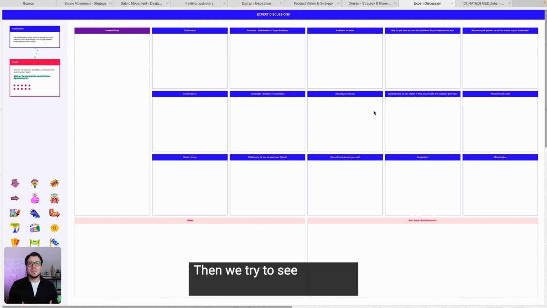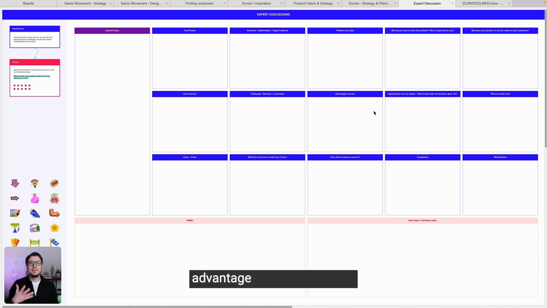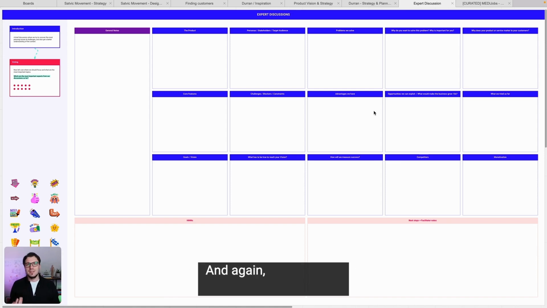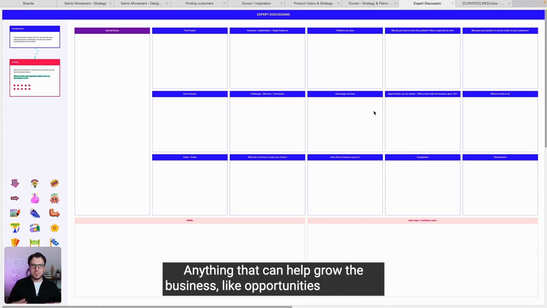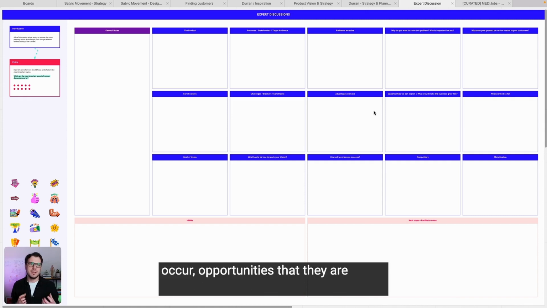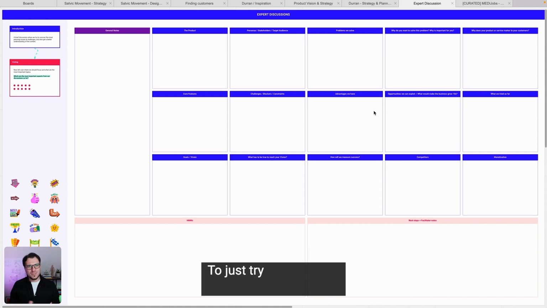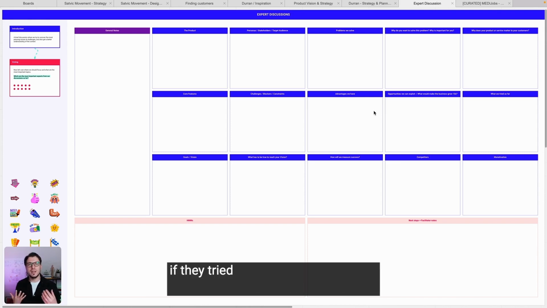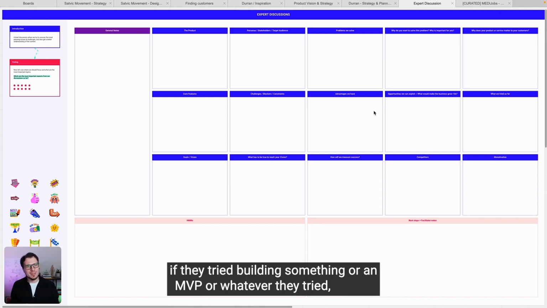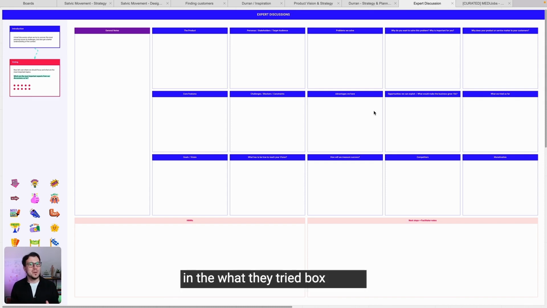Then we try to see if there is any kind of angle, any kind of advantage that they can use. And again, it goes in the advantage box, obviously. Anything that can help grow the business, like opportunities that might occur, opportunities that they are aware of, it goes in the opportunities box. Also, it's really good to have an overview of what they already tried and how that went, to just try to not repeat the same mistake again. So if they tried different experiments, if they tried different solutions already, if they tried building something or an MVP or whatever they tried, it goes in the what they tried box so far.